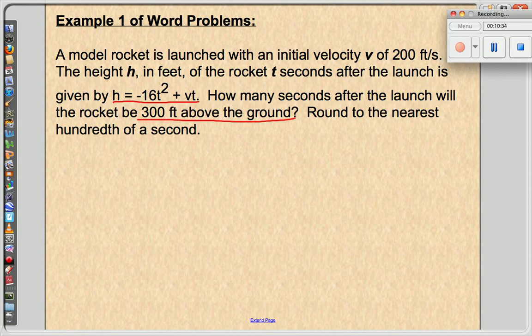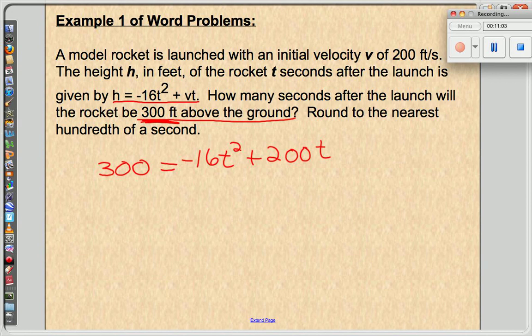So first thing I'm going to do is use my formula and plug in what I know. h was the height in feet, and here it's saying 300 feet above the ground. So 300 equals negative 16t squared plus v, my initial velocity, which is 200, times t, and I don't know t.